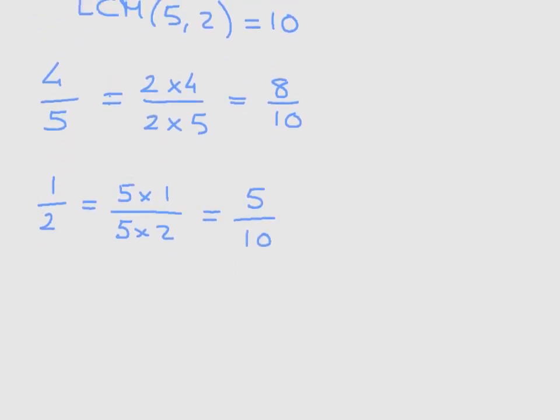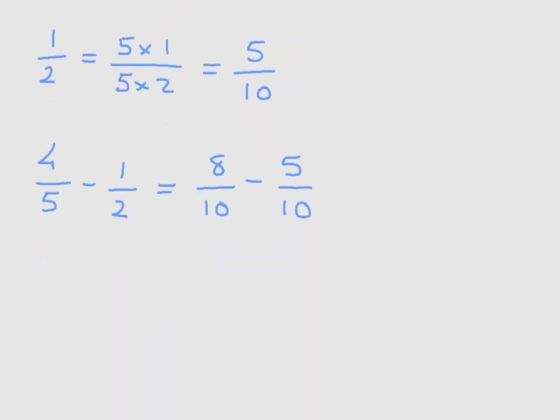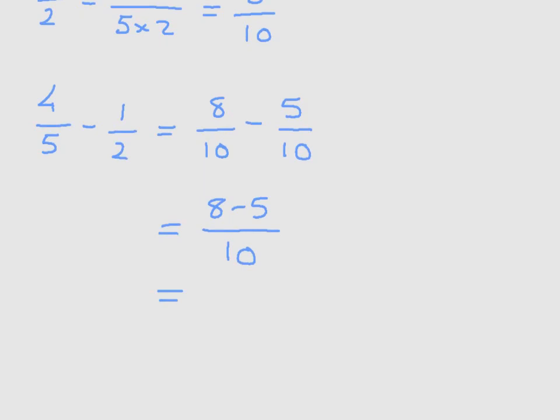Now that we've done this, we can rewrite our fraction, and we can say that 4 over 5 minus 1 over 2 is equal to 8 over 10 minus 5 over 10. Since both of these fractions are now expressed over the same denominator, we can go ahead and subtract them, and say that this is equal to 8 minus 5 over 10, which leads us to our final result, which is 3 over 10. And there we go.